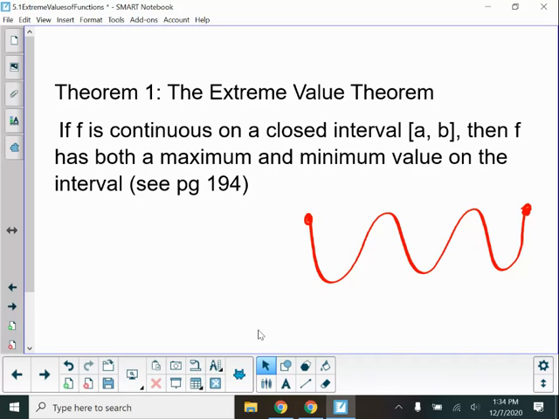You might have the max occurring at multiple places or the min occurring at multiple places, but there has to be a max and a min value. And page 194 offers a little bit more of an explanation behind that.